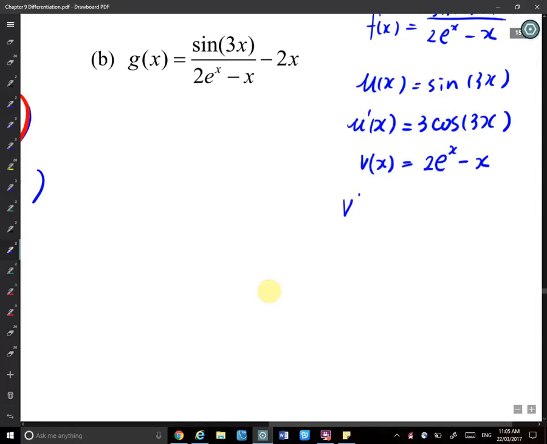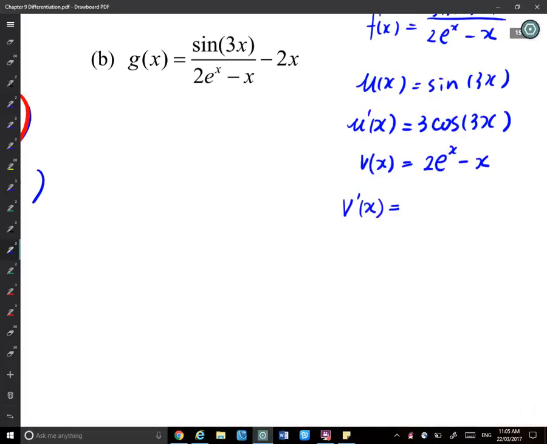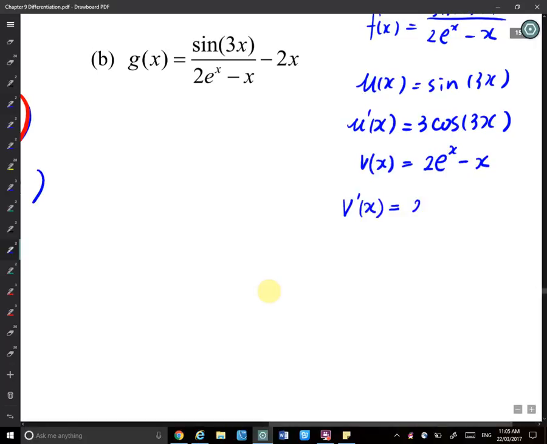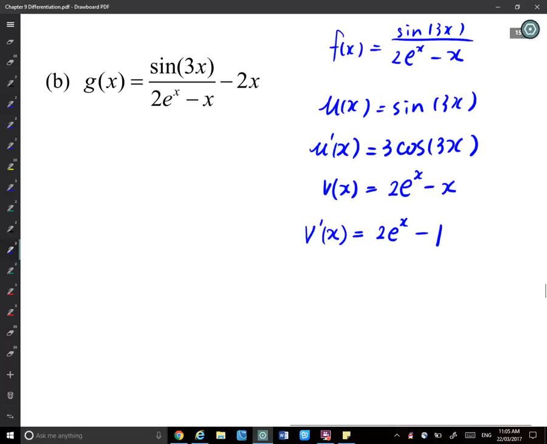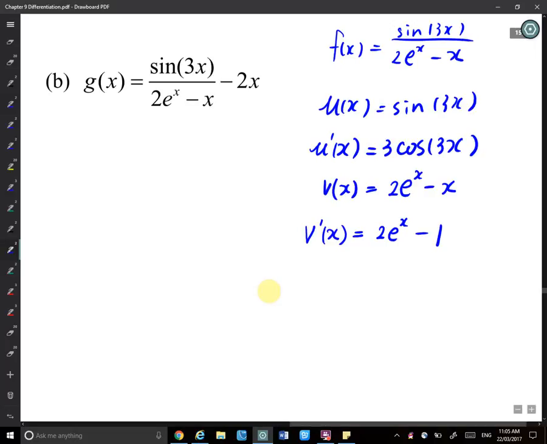So what is v'(x)? What is the derivative of e^x? Still e^x. Okay, so I have 2e^x but minus 1. You differentiate x, it becomes 1. So that becomes 2e^x minus 1. That's v'(x). Okay, now you use the quotient rule.